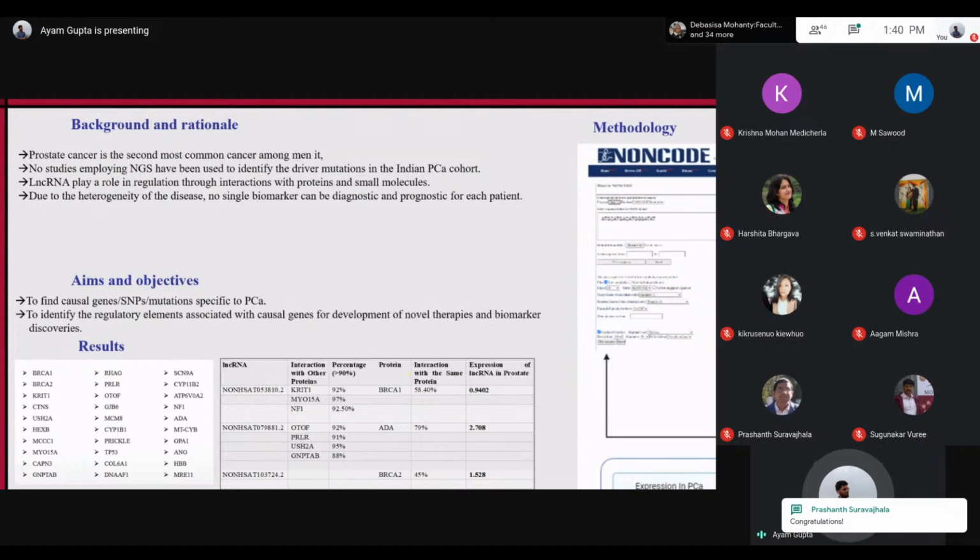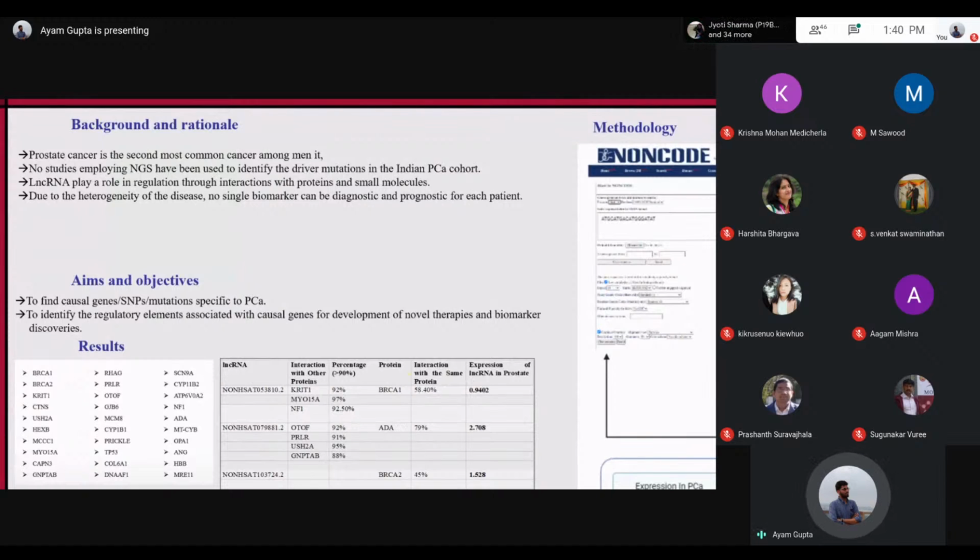So the aim of our project is that we want to identify causal genes and mutations specific to PCA in an Indian cohort. And as far as we are aware, there are not many NGS studies that have been done on prostate cancer.